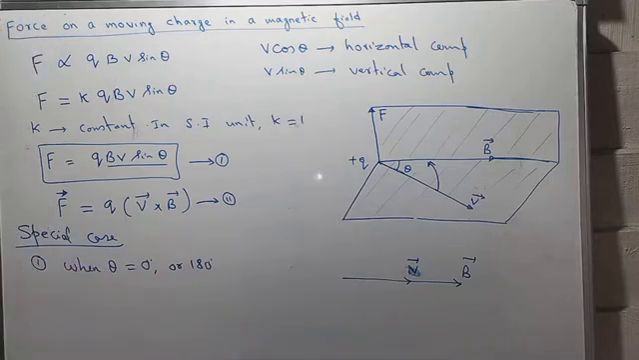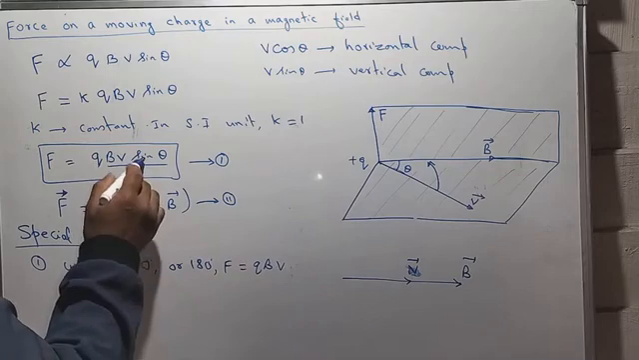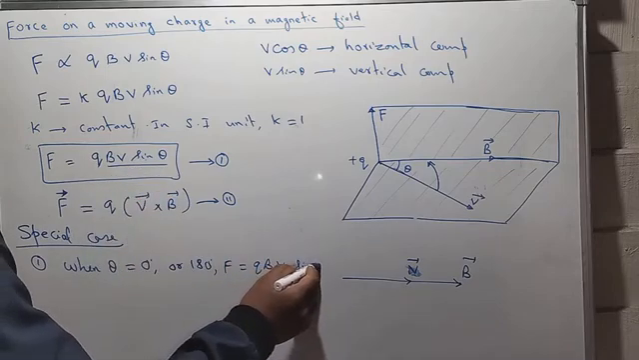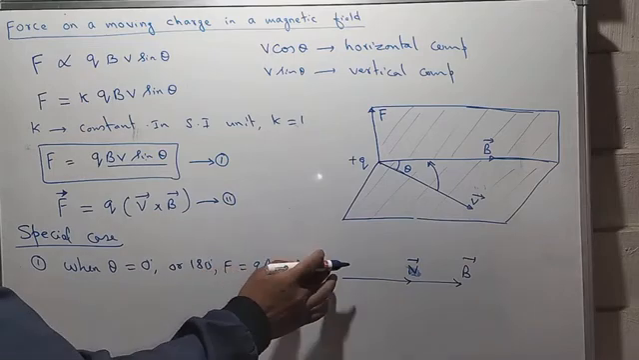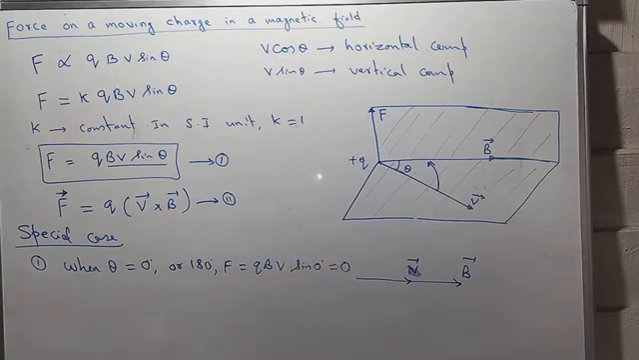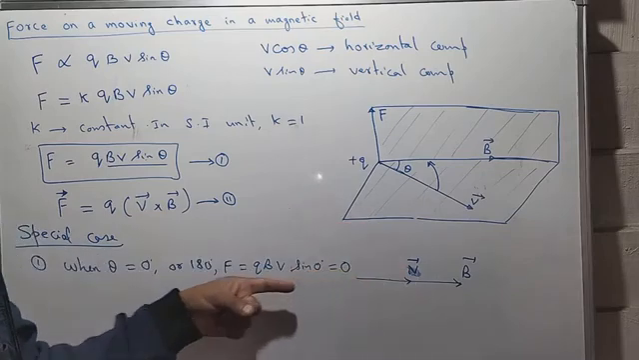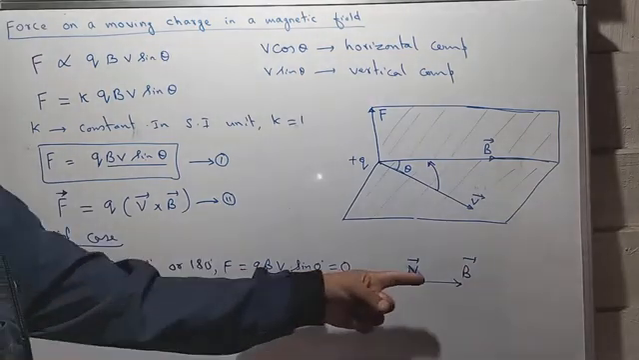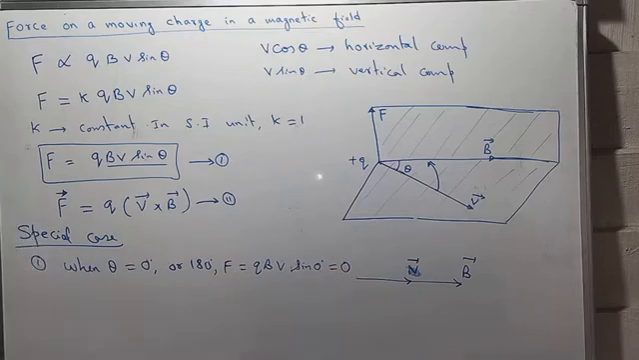So when theta equals 0 degree, what happens to equation 1? Equation 1 becomes F equals QBV, and instead of sine theta, I'll write sine 0 degree. But as you know, sine 0 degree is equal to 0, so 0 times this will be 0. Okay. So please look down here. This case means when the charge is moving parallel to the field, then that charge will not experience any magnetic force because F is equal to 0.